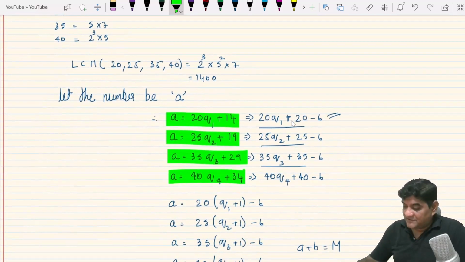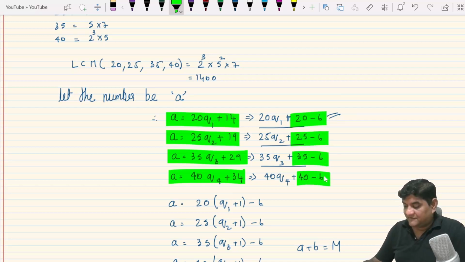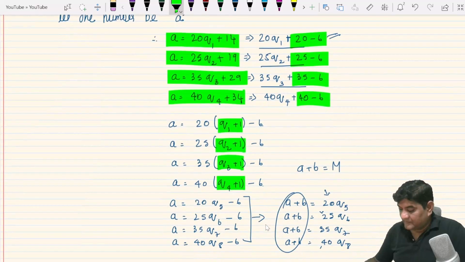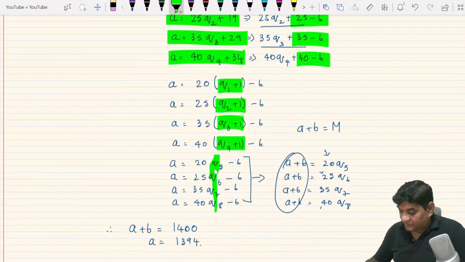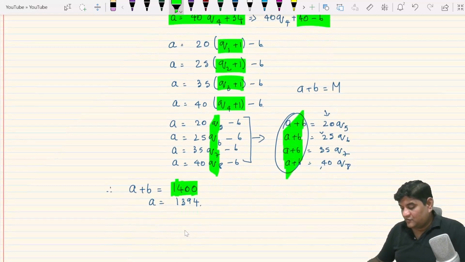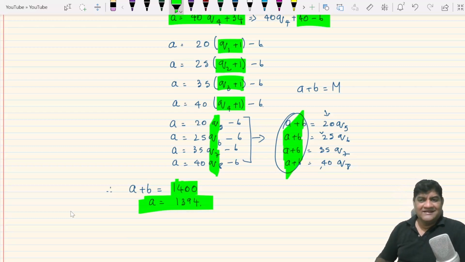Made a small change to it, wrote 14 as 20 minus 6, 19 as 25 minus 6, 35 minus 6, and 40 minus 6. So when I take a common out, I'll remain with these, which are by themselves some numbers, which I wrote as Q1, Q3, and so on. So now what happens after I transpose 6 to the left hand side? I get that, which means A plus 6 has to be the LCM. And what's the LCM? 1400. And that gives me the value for A as 1394. All right.